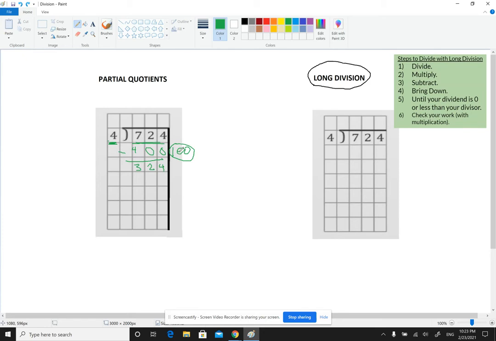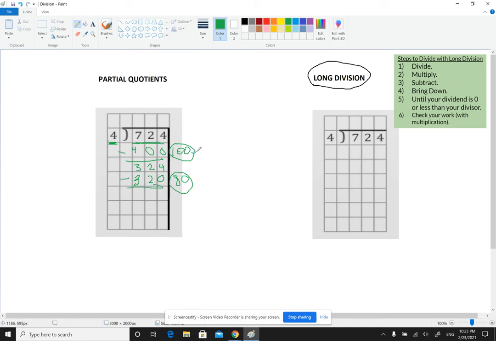All right, so I'm thinking start off with 100 groups, and that left me with 324 in my dividend. So what number can I use now? I'm thinking that 8 times 4 is 32. So I'm going to use 80. 80 times 4. So 8 times 4 is 32, so 80 times 4 is 320. And I'm going to subtract.